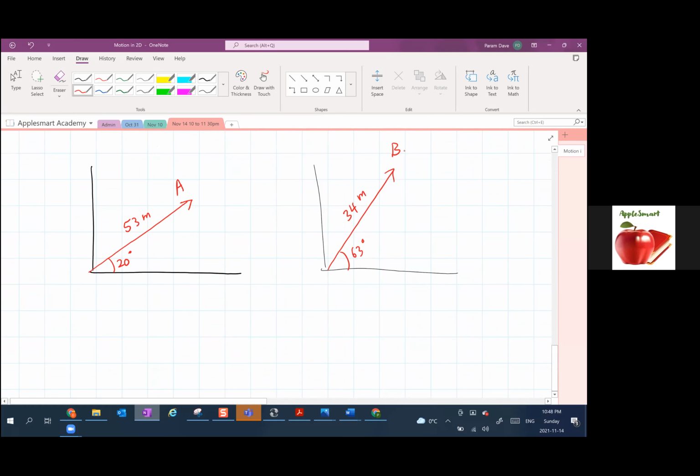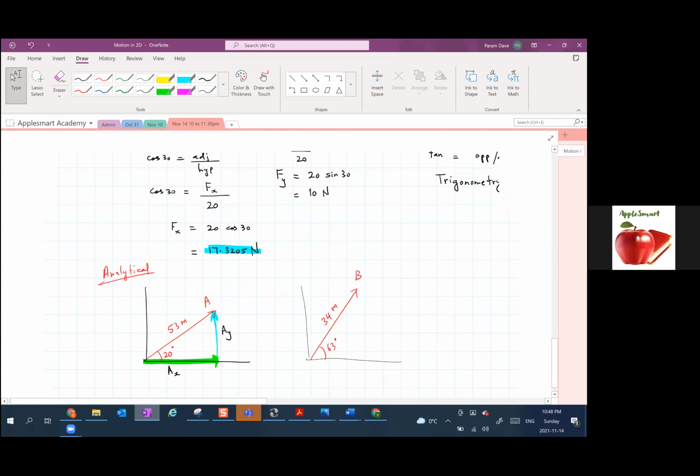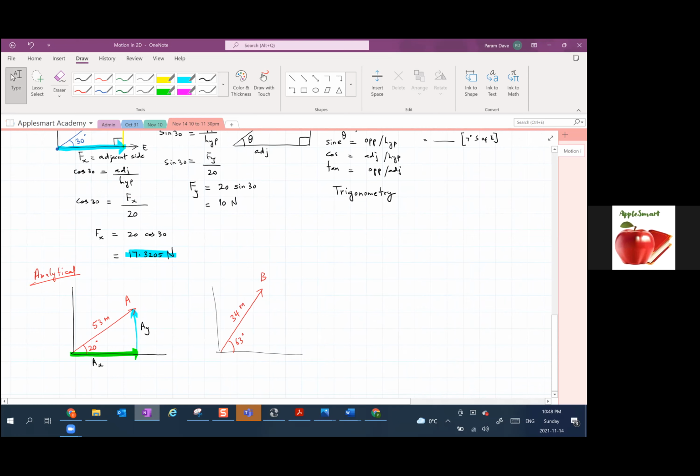Okay, now in the component method, that's the analytical method, you don't even need to draw them head to tail. What you do is you just find out the X part of each one of these vectors. So the X part of vector A, and then the Y part of vector A. So AX and AY. So go ahead and quickly get me those values by using the sine and the cosine function. Okay, I'm going to give you guys less than a minute to do that. So determine AX and AY.